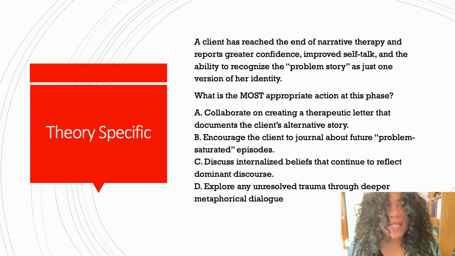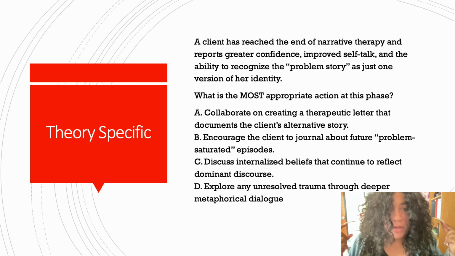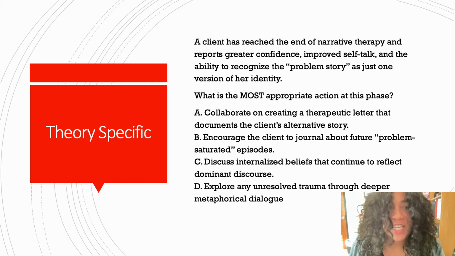Alrighty, let's go. A client has reached the end of narrative therapy. Okay, now we're thinking like a narrative therapist. We've turned off Bowen, and now we're thinking like a narrative therapist. She reports greater confidence, improved self-talk, and the ability to recognize the problem story. So now she recognizes her problem story, her version of her identity, and her preferred narrative, what she wants to be like, right? What is the most appropriate action at this phase?